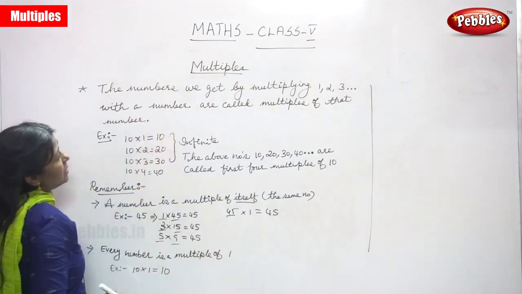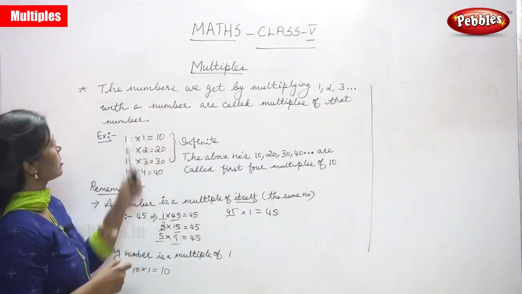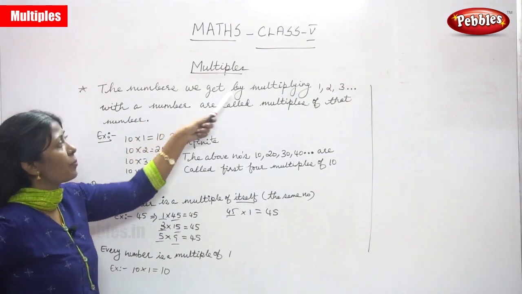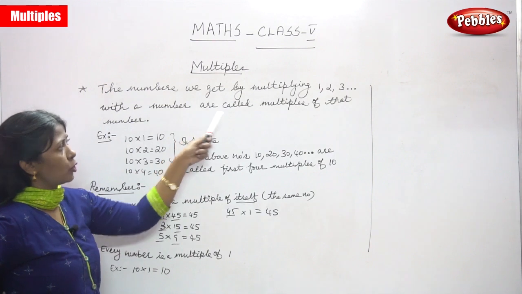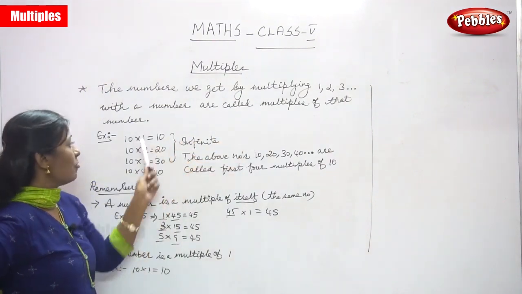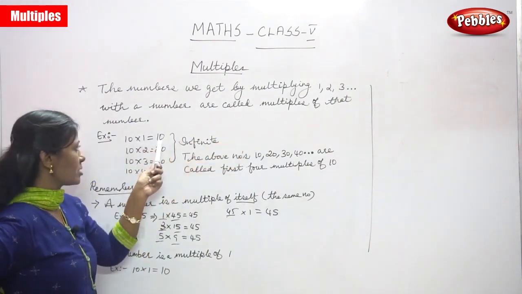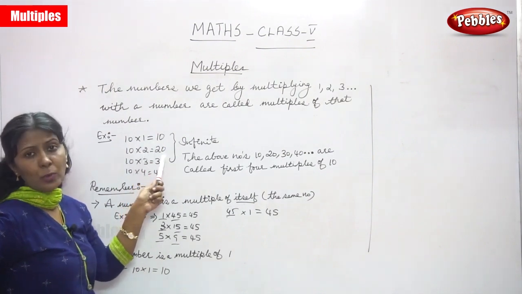I'll repeat once again, multiples. What are multiples? That is what I've written. The numbers we get by multiplying 1, 2, 3 and so on with the number are called multiples of that number. For example, 10 into 1 is equal to 10. 10 into 2 is equal to 20.